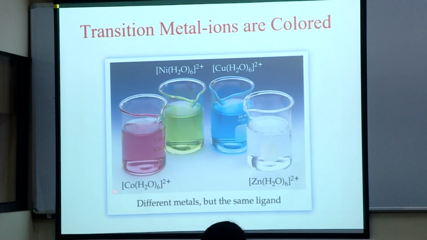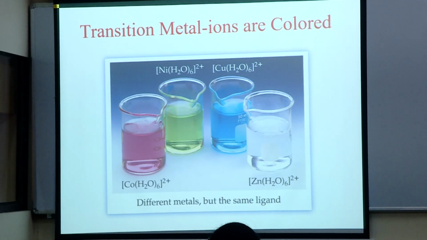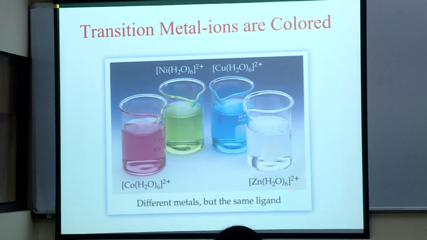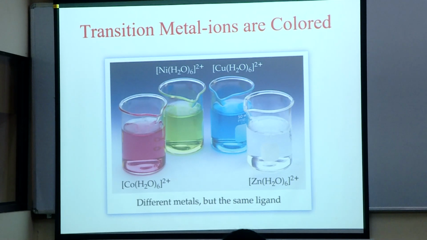So cobalt 2 plus has 3 unpaired electrons, then 2 unpaired electrons, 1 unpaired electron, and then 0 unpaired electrons. So the number of electrons also determines the color. In spite of them all having 6 water ligands, nickel, copper, cobalt, they have identical geometry, but the metal is different, and the color is different, because the number of unpaired electrons present in these compounds is different, and also the nature of the metal is different, and hence their colors are also different. So transition metals are colored due to the presence of unpaired electrons, in spite of them having the same kind of groups around the metal.